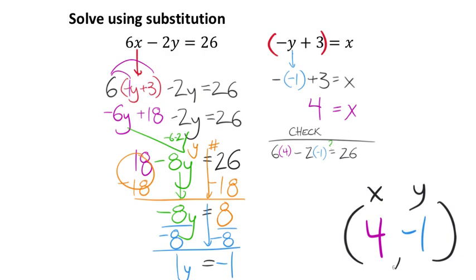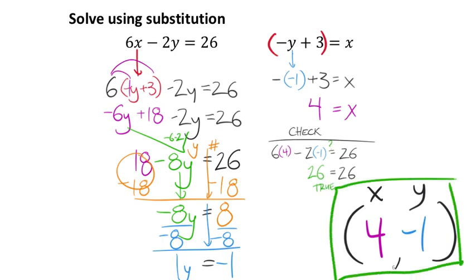So I'm going to check this. So there's my question mark over the equal sign. All of it should equal 26, though. So 6 times 4 is 24, minus 2 times negative 1 would be negative 2. That checks off. Gives us 26. That's true. And since it is true, that means we have found the solution.